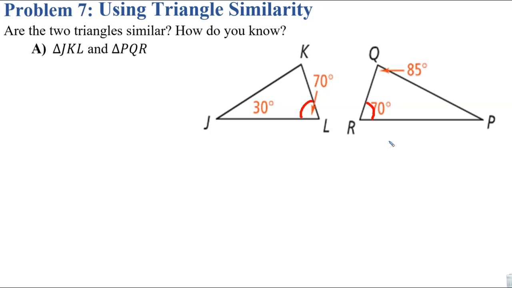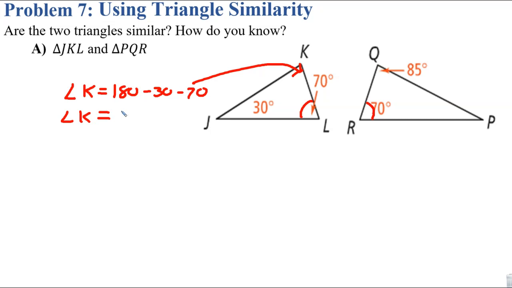What I need to check and see is if I have another angle congruent. And if so, we can say they are similar by angle-angle. If not, we know they're not similar. So the way I can find that is, let's say we want angle K. In a triangle, I know that all three angles have to add to 180. So to find the third angle, I can take 180 and subtract 30 and subtract 70. And what I end up with then is angle K is equal to 80 degrees.